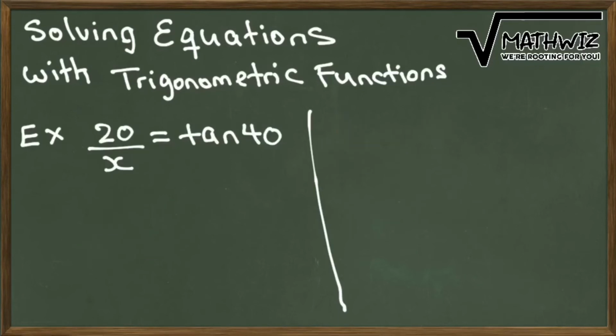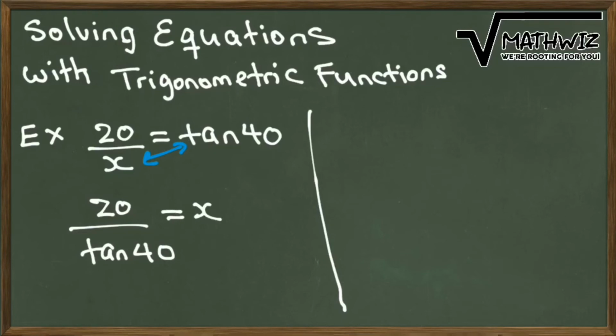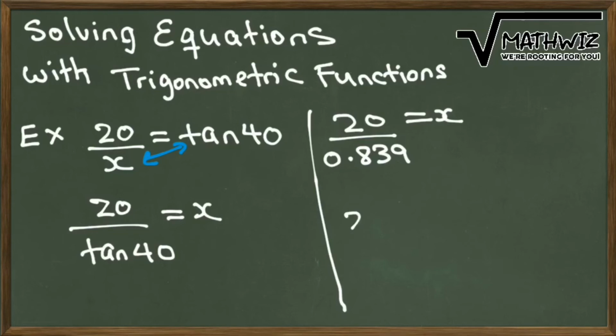And so for our next example, we have 20 over x is equal to tan 40. So we want to go ahead and switch the 2. So we have 20 over tan 40 is equal to x. Then you want to put tan 40 into your calculator, and you should be getting 0.839. All right, so after that, now we divide. So 20 divided by 0.839 should be giving you 23.8.